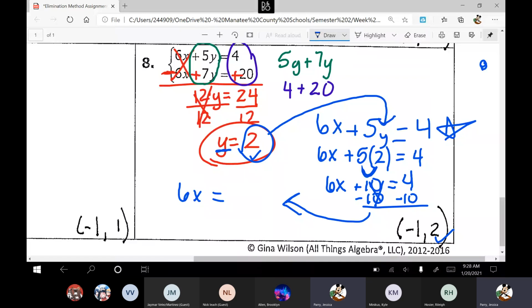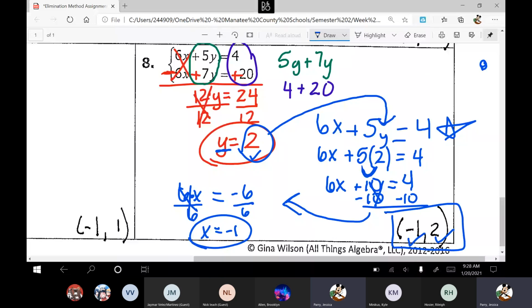What do you get when you do 4 minus 10? And we should get -6. Awesome, good job. We have one more step. What is the last thing I should do? Do what to both sides? Write that in the chat. Awesome, good job. Since we read this as 6 times x, we're going to do the opposite, divide by 6. So x equals -1. You can check your answer down here.